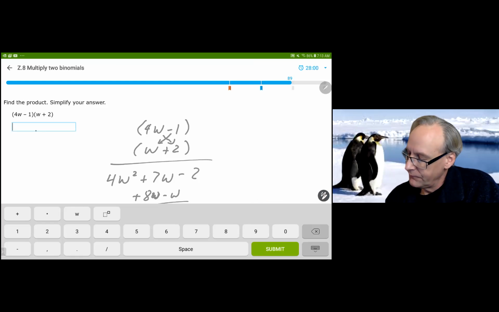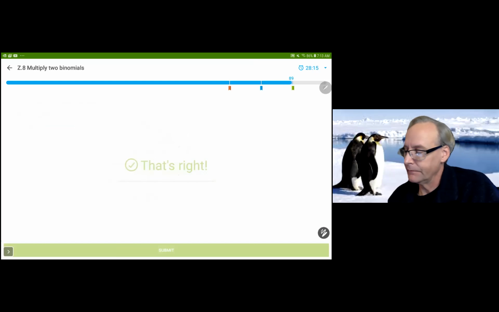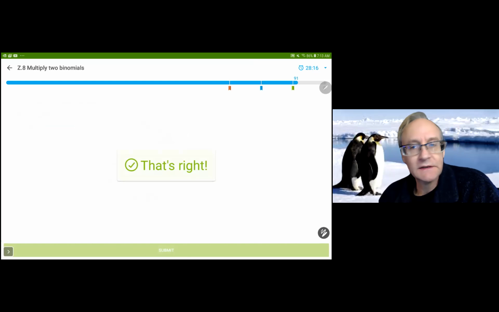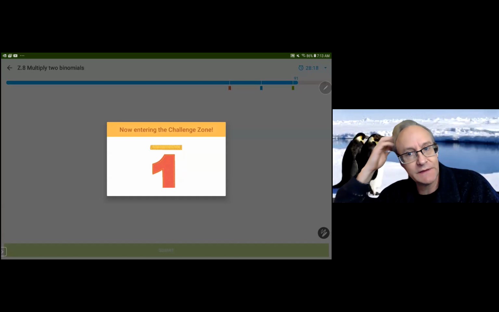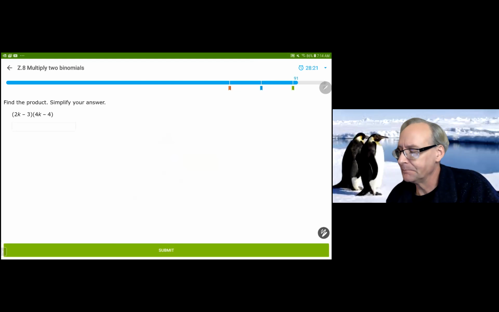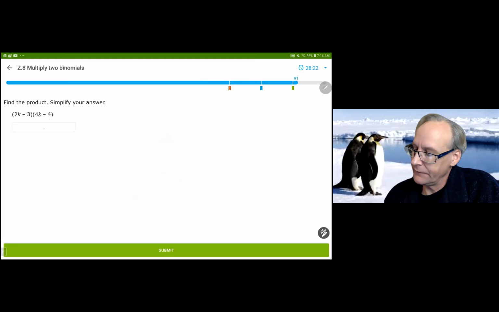We have 4w squared plus 7w minus the 2. I think it'll be all right. As long as you get the space in there somewhere so it doesn't think you're multiplying, I think you'll be all right. All right, so we're in the final ones.